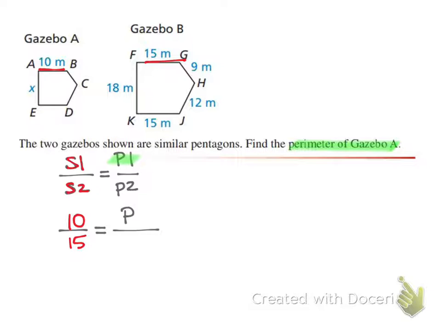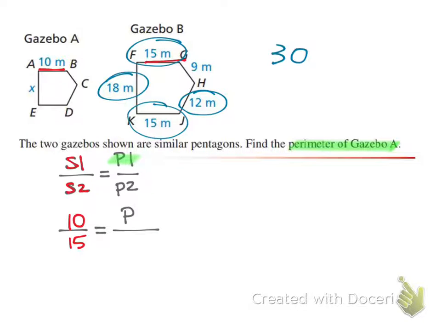How do we find the perimeter of any shape? Add all the sides. I think the easiest way is to, what's 15 plus 15? 30. 18 plus 20, plus 12 is 30, and then plus 9 is 69. So the perimeter is 69 of the second shape. Are we okay with our perimeter?